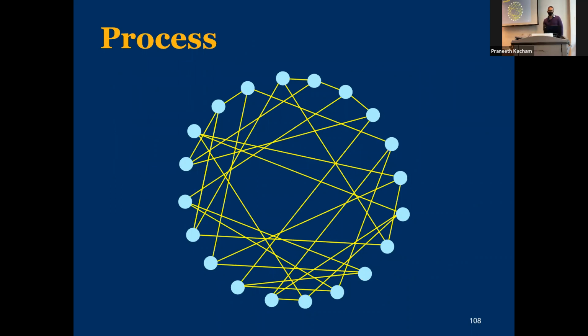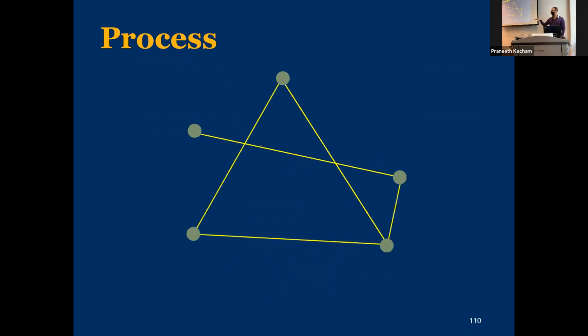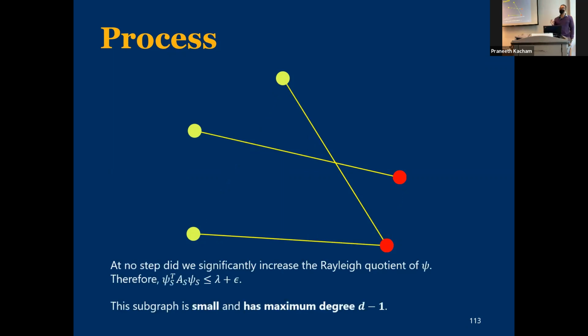So once again, what we're doing is that we take our original graph. Let's say that I'm then localized on some set of vertices in the eigenvector. I then look at the induced subgraph on that set of vertices. I then divide those into positive and negative vertices. Now, if any of these edges go between two vertices of the same sign, I can delete them again. So at no step do we significantly increase the Rayleigh quotient. Therefore, the new Rayleigh quotient is less than or equal to lambda plus some small epsilon. So this subgraph is small, and it has maximum degree d minus 1, but still it has approximately the same Rayleigh quotient.